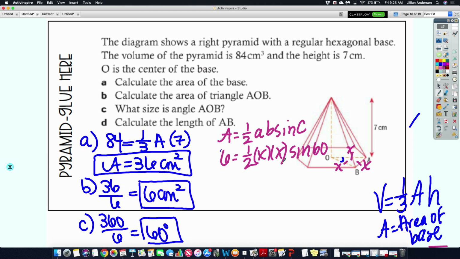Okay? So, right now you have 6 equals half times x squared sine 60. So I'm going to multiply both sides by 2 to get rid of the 1/2. This becomes x squared sine 60. Then I can divide both sides by the sine of 60. And then to find x, which is OB, which is OA, which is also AB, I just have to square root.